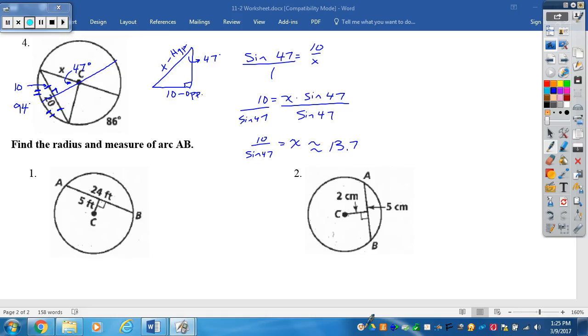Okay? And I hope you're seeing this, that we're trying to turn these into right triangles. We turn them into right triangles, everything becomes a lot more simple. So, let's finish this up. Let's finish up the last two.